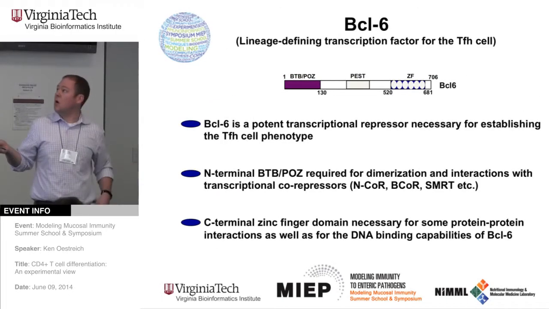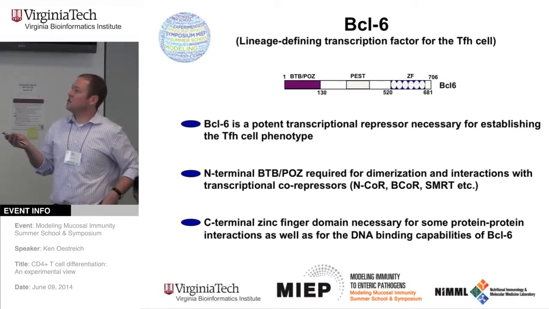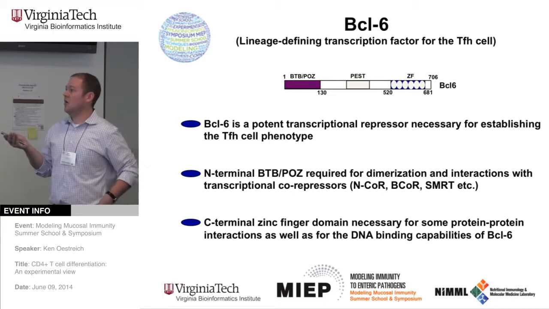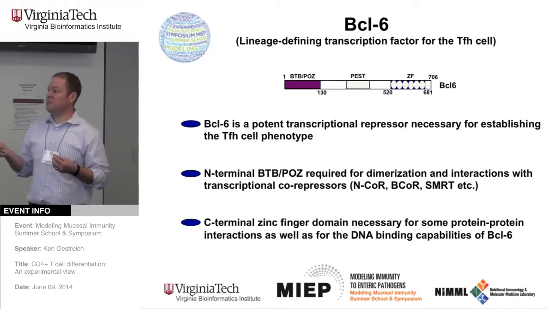BCL6, like FOXP3, is a classical transcriptional repressor. It has an internal BTB-POZ domain that it uses for its transcriptional capabilities. It has a C-terminal zinc finger DNA binding domain. And again, it uses this domain to bind DNA in a sequence-specific fashion. However, unlike TBET, once it binds, it actually represses gene expression.